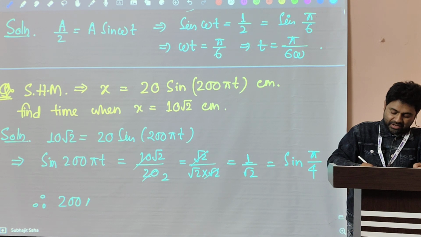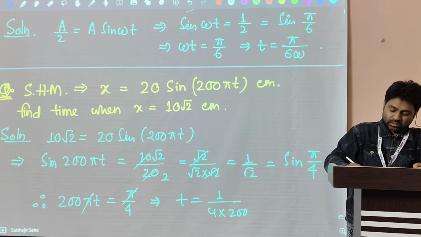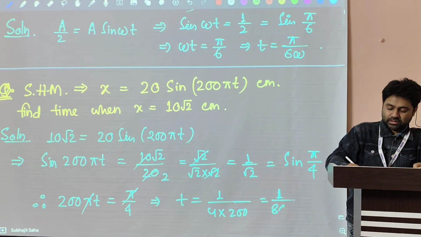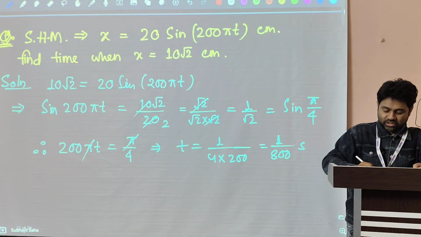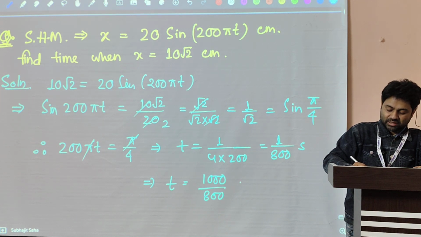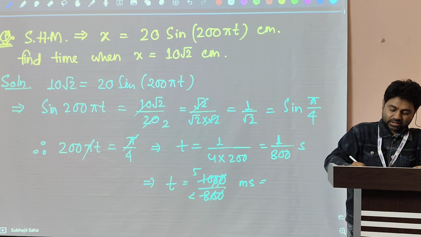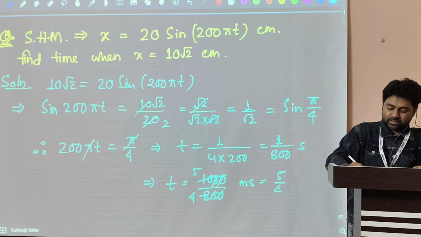So 200 pi t equals to pi by 4. t equals to 1 by 4 into 200, that is 1 by 800 second. You can easily convert this to millisecond to get a substantial figure. 1000 by 800 millisecond. 2 5s are 10, 2 4s are 8. 5 by 4 millisecond.